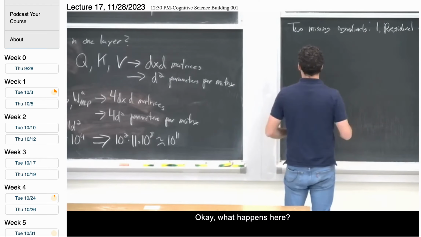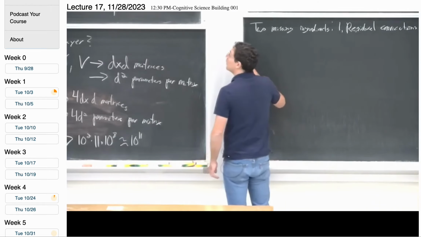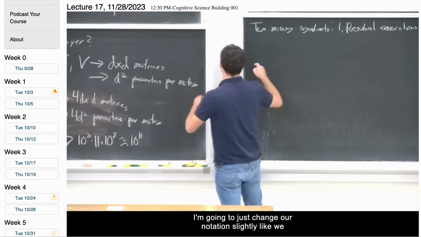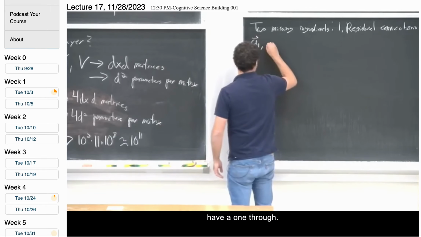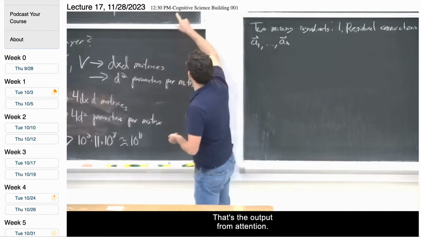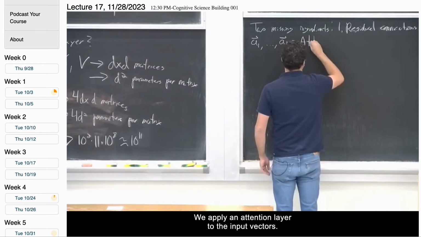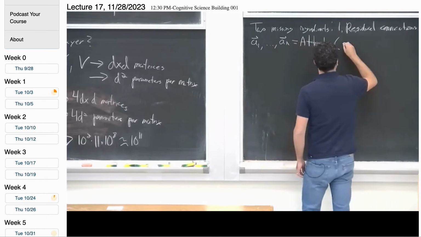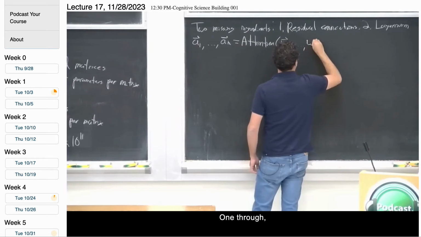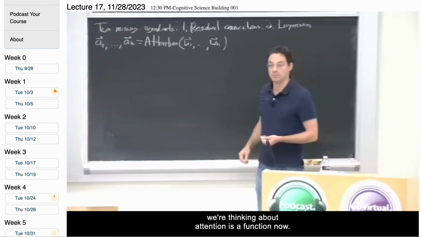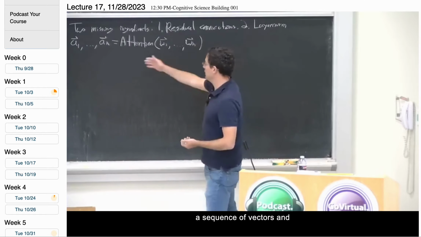Okay, so what happens here? I'm going to change our notation slightly. We have a1 through an. That's the output from attention. So this is equal to attention: we apply an attention layer to the input vectors, w1 through wn. So we're thinking about attention as a function now. Attention is a function that takes in a sequence of n vectors and spits out a new sequence of n vectors.